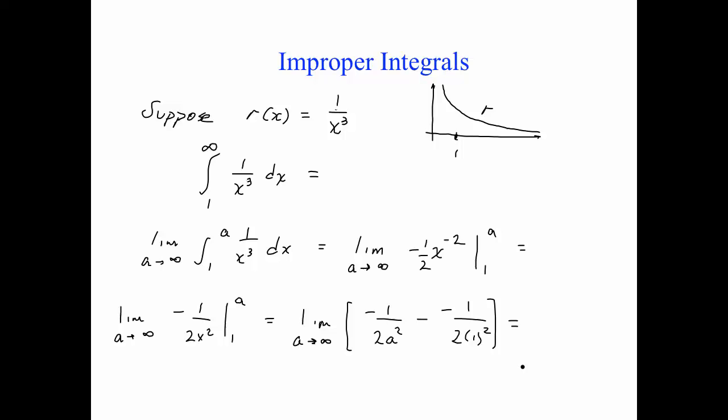So when a gets very, very large, what about negative 1 over 2a squared? What's that limit? You should know that that's 0. As a gets very, very large, 1 over 2a squared is going to essentially be 0. And then what about the other term? This doesn't care what a does. It's always 1/2.